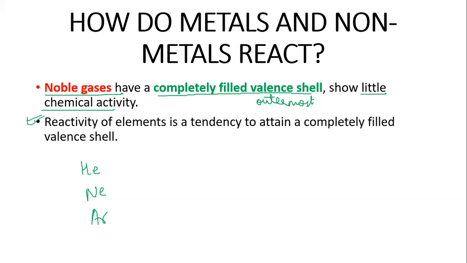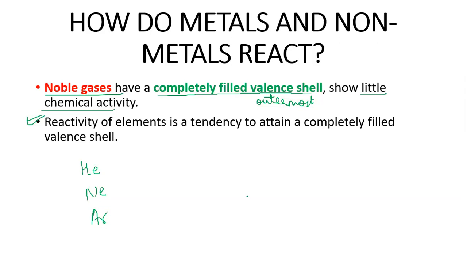Now, reactivity of elements means that every element has a tendency to attain a completely filled valence shell. Every atom wants to achieve a completely filled valence shell. That's why they react with one another. Is it clear?